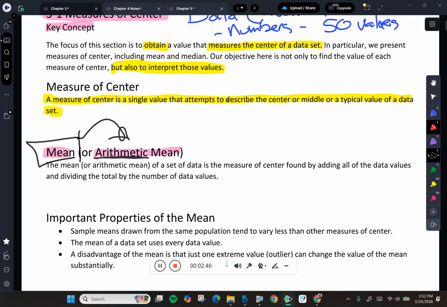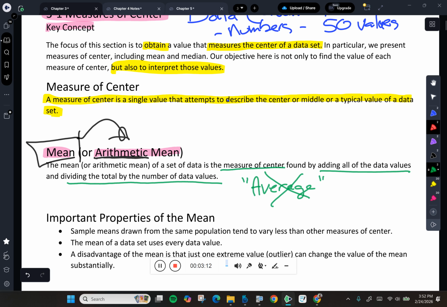Okay? All right. So the arithmetic mean is a measure of center that is found by adding all the data values together and dividing by the total number of data values. So when you hear the word average, that's what we're doing here, except this is a stats course. So we don't call it average. We give it a fancy stats name. We call it the mean. And that's how this works.